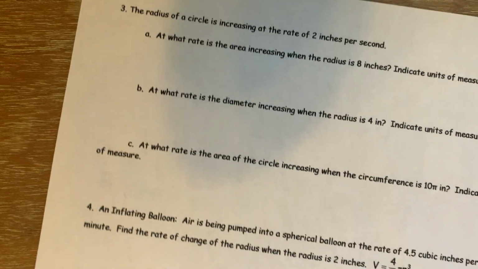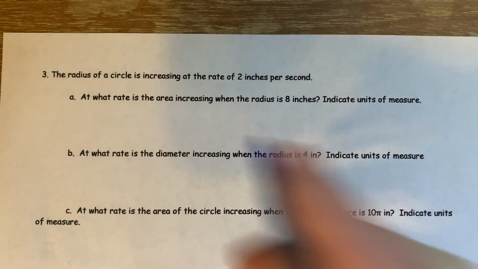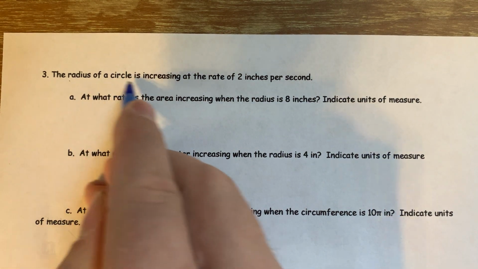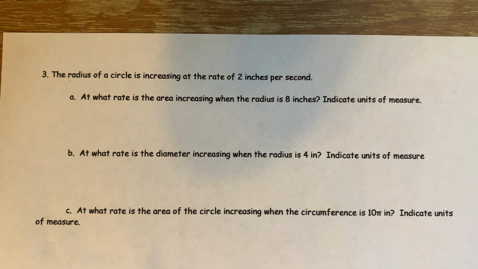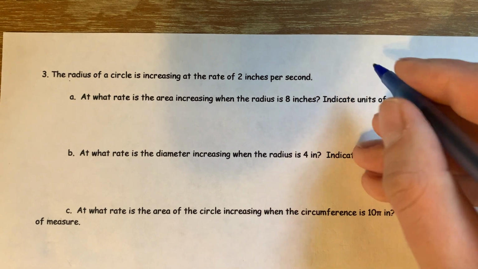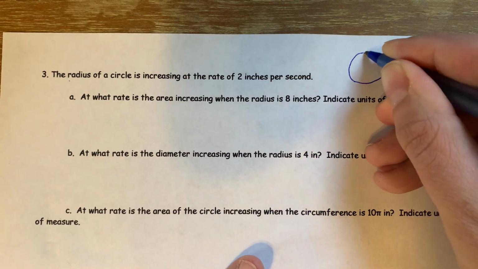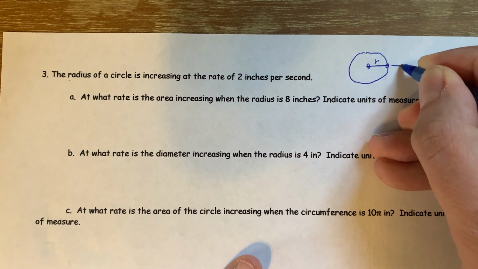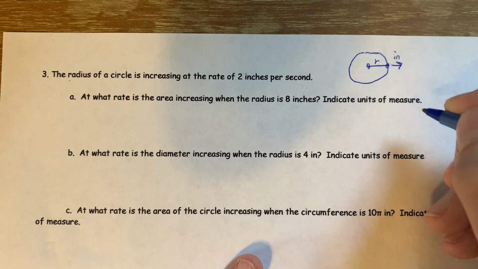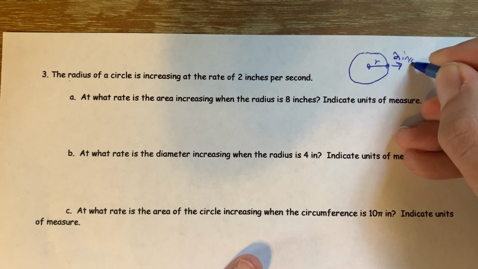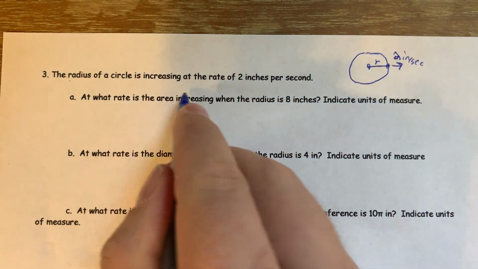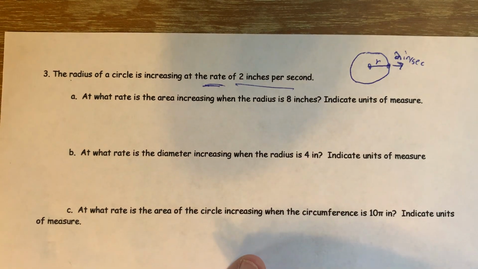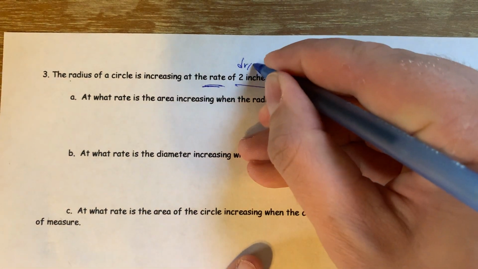All right, guys, let's move on to a different type of related rate. In this case, the radius of a circle is increasing at the rate of 2 inches per second. So here we have a circle. Let's draw a picture. And the radius, which is this, is increasing at a rate of 2 inches per second. I hope we can see that this is a rate. And so how will we write this? Well, this is dr/dt.